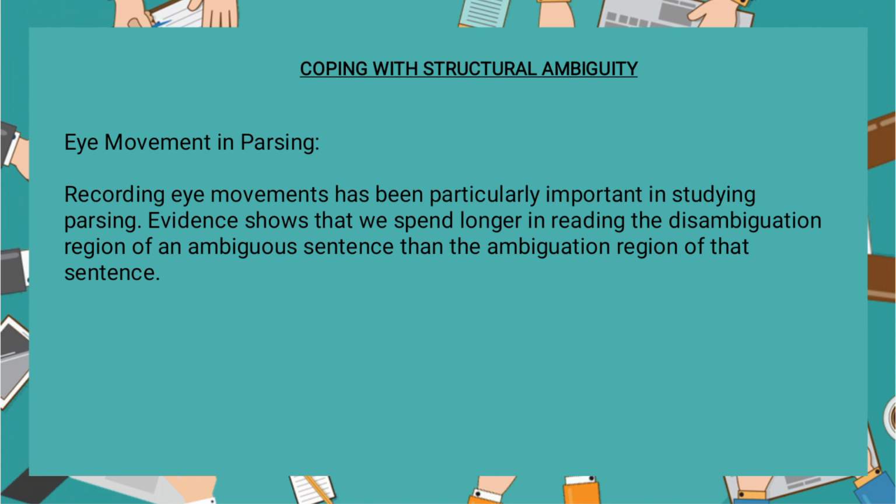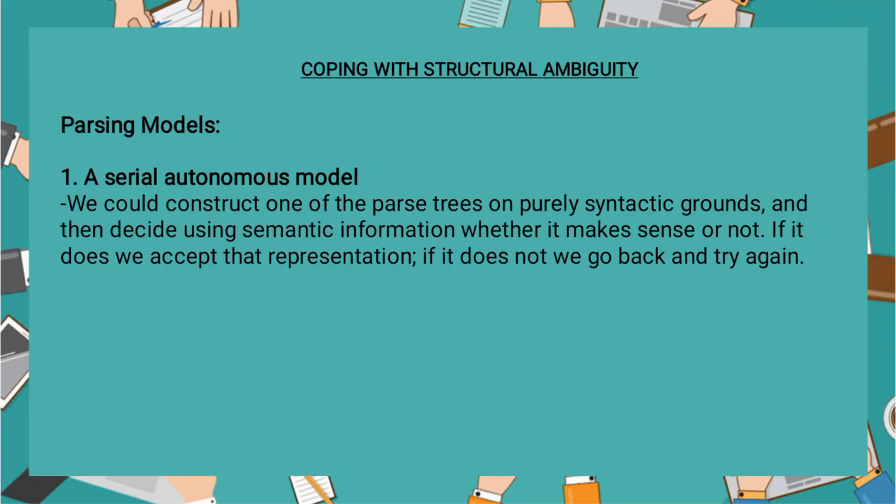sense of complex sentences. The next one: this model is called serial because it works step by step, and autonomous because each step is independent of the others. It's a way of understanding how our brains might process language, starting with the grammar and then checking for meaning.